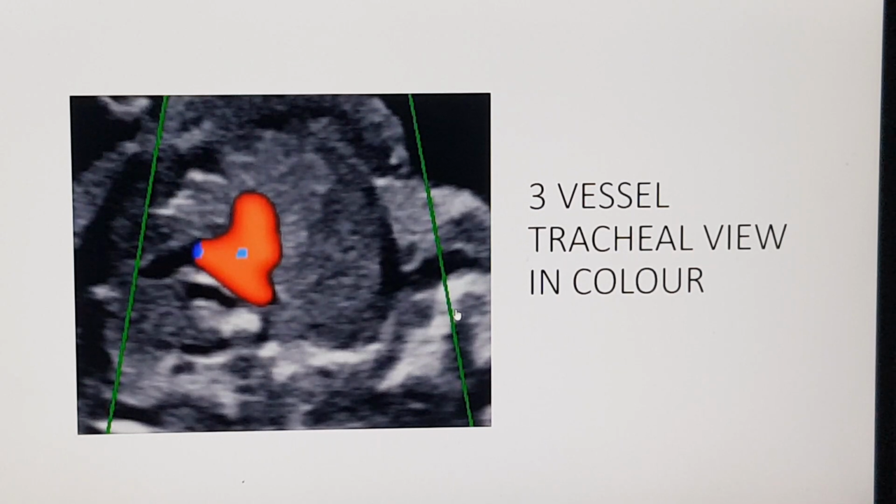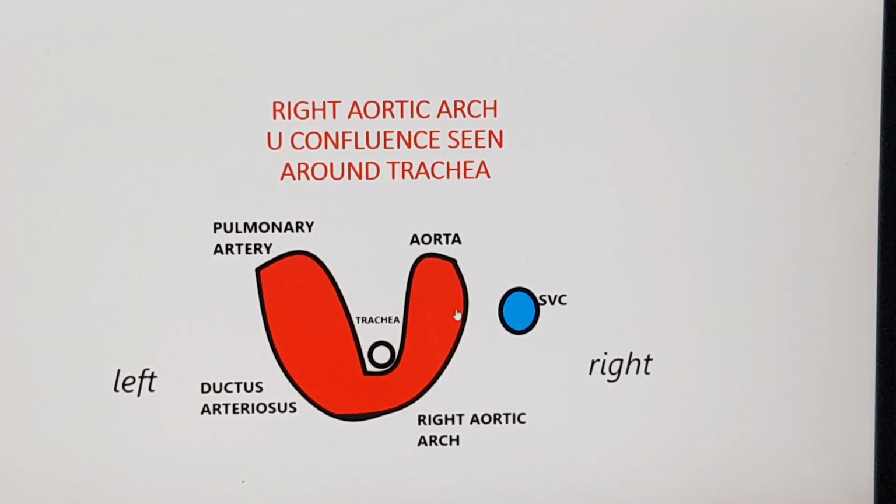Now that we have learnt the normal anatomy, we will go for the right aortic arch. Again, here I have mentioned left and right for understanding purposes, and you can see that the pulmonary artery is on the left, aorta is on the right, SVC is on the right side. So, this is normal, but as the pulmonary artery becomes the ductal arch, as it continues with the ductus arteriosus, it remains on the left, which is like the normal anatomy.